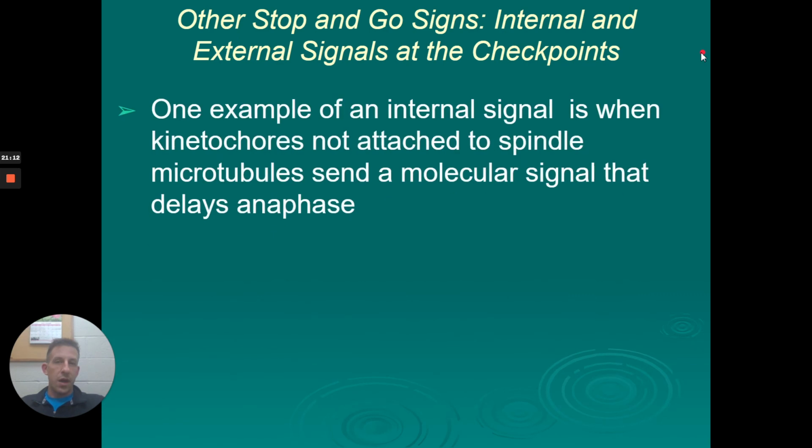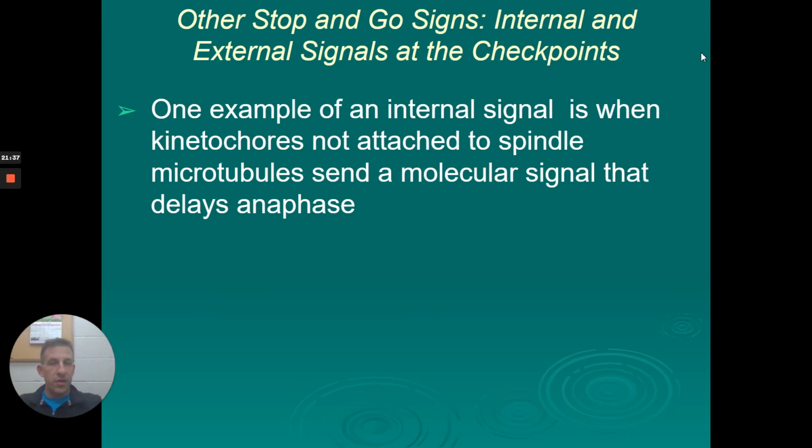We do see other stop and go signals, these internal and external checkpoints during the cell cycle. So I just want to go through these very generally. They're nothing super in depth like we just went through. But I want to make sure that you understand that there are other ones there, and I'm sure there's dozens of other signals that have to happen before you actually have a properly divided cell.